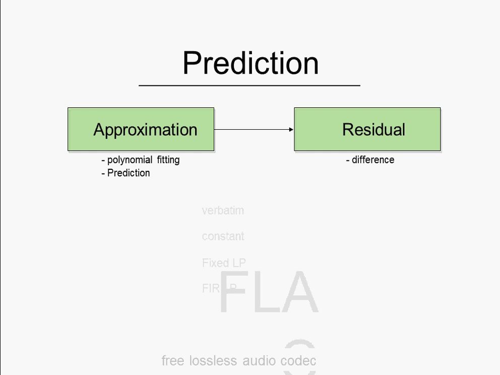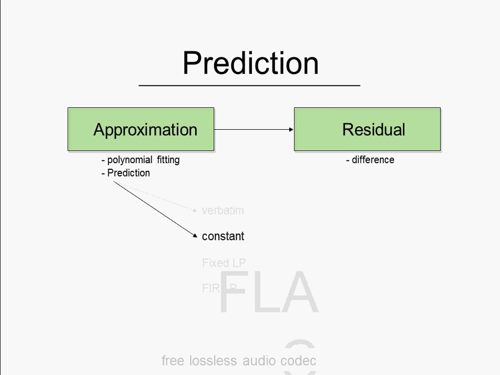Now the prediction. Last stage. FLAC uses 4 methods for modeling the input signal. First is verbatim. This is essentially a zero order predictor of the signal. The predicted signal is 0, meaning the residual is the signal itself and the compression is 0.